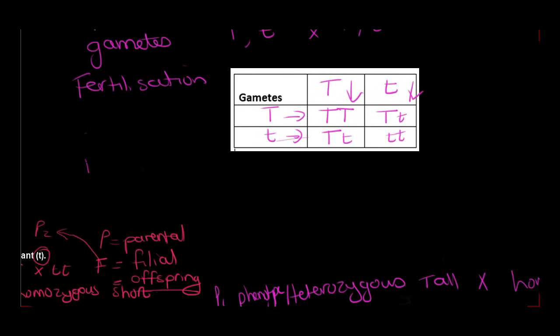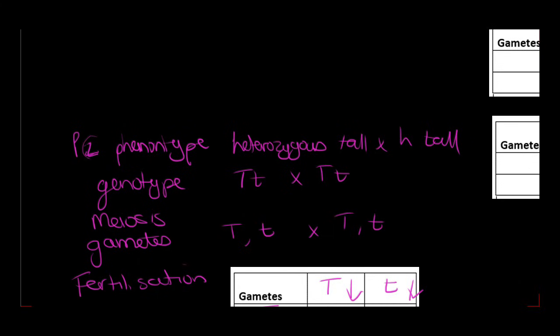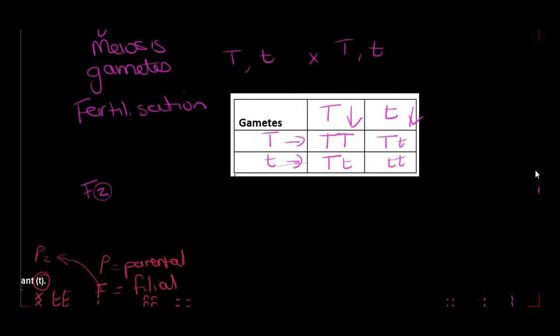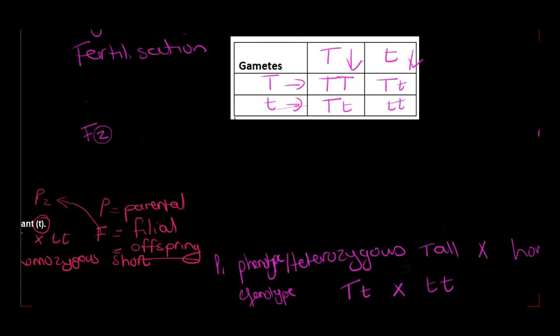If we now need to write, remember, it is F2 because we are busy with P2. So obviously the second generation will have second generation offspring. So the F2 genotype will look like this.